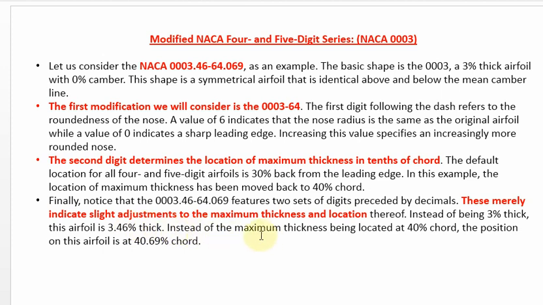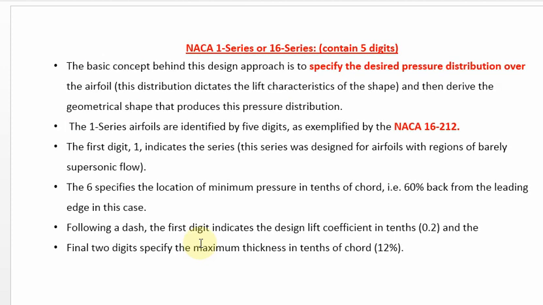Then similarly, the maximum thickness location is not exactly 40%, it is 40 along with 0.46. So that is the change they made for the location of your maximum thickness. Even though they are small changes, we need to mention them in the numbering system, so that when others see the numbering system they can easily identify the changes. So these are the changes done for the 4 and 5 series aerofoil numbering systems.